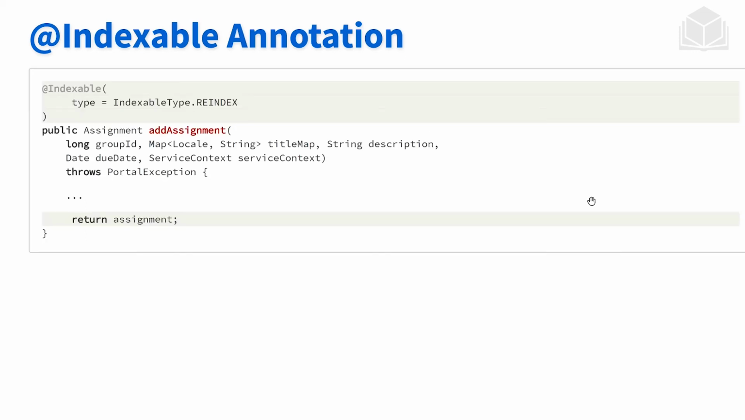So let's take a look at one of the examples. This is again within our assignment local service base impl. We have the indexable annotation, type equals indexable type, in this case, re-index. And then at the bottom, you'll see the return of the assignment object. So that part is also very important.